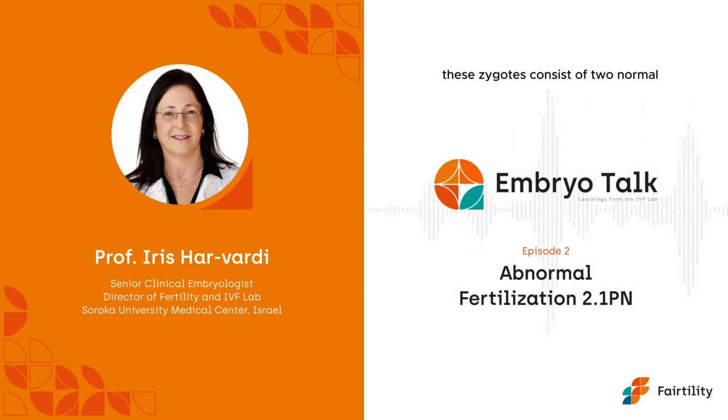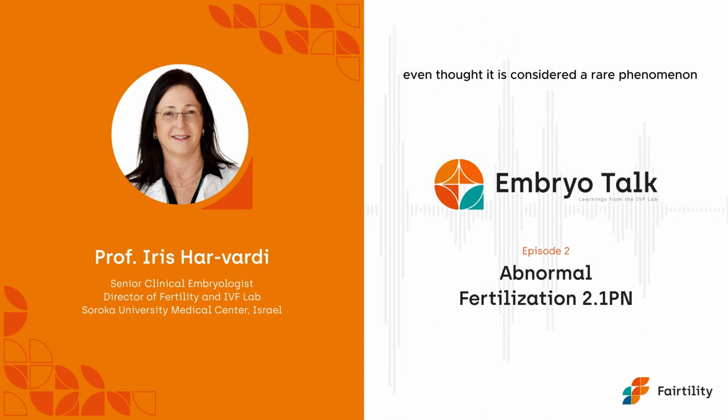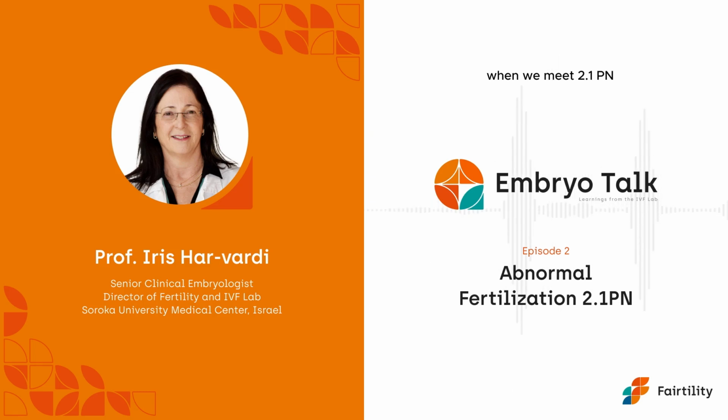These zygotes consist of two normal equal-sized pronuclei with an additional very small or micro pronucleus. Even though it is considered a rare phenomenon, when we meet 2.1 PN, differently than 3PN fertilization with equal pronuclei size, we think twice regarding its normality.